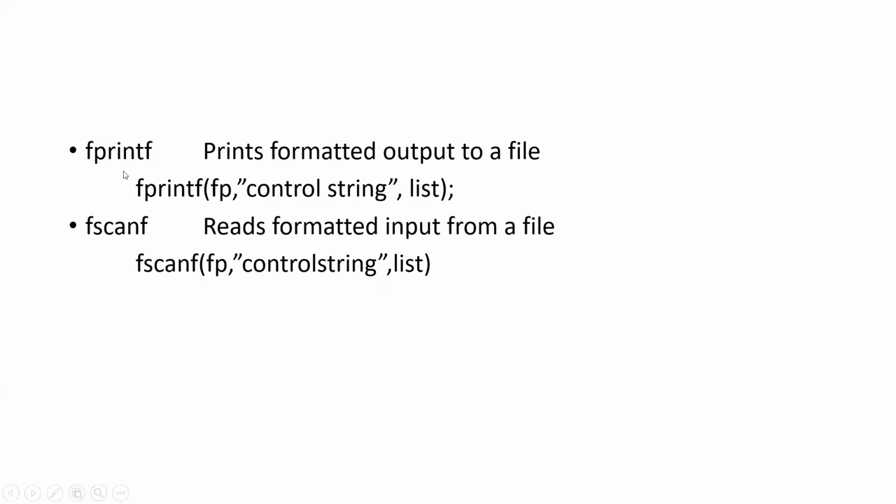Now fprintf is a function that prints the formatted output to a file. The syntax here is fprintf, fp, comma, control string, comma, list. This is similar to printf. The printf will print the string on the screen, but fprintf prints the content into a file. The file is associated with the file pointer fp. Comma list means it is the list of variables. scanf reads the formatted input from the keyboard. Here fscanf means it reads the content from the file: fp, comma, control string, comma, list.